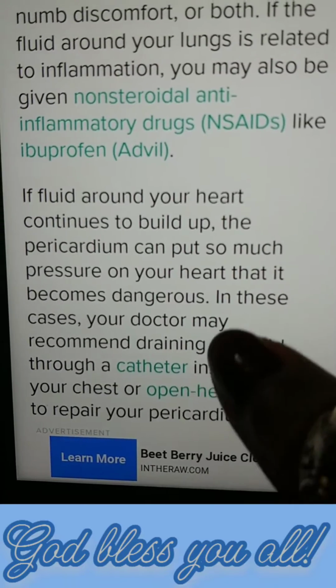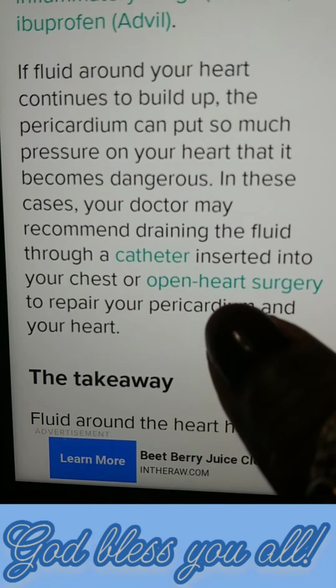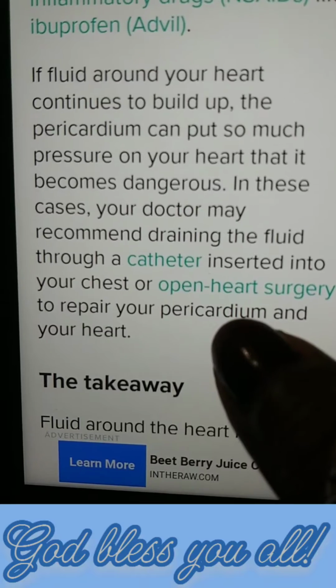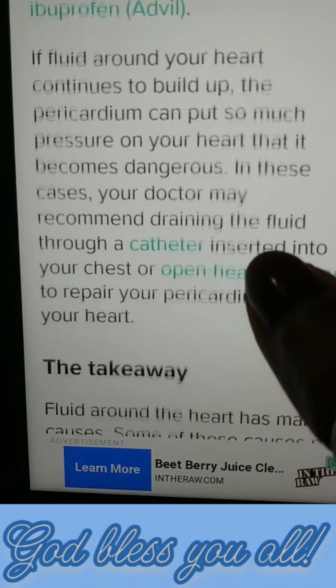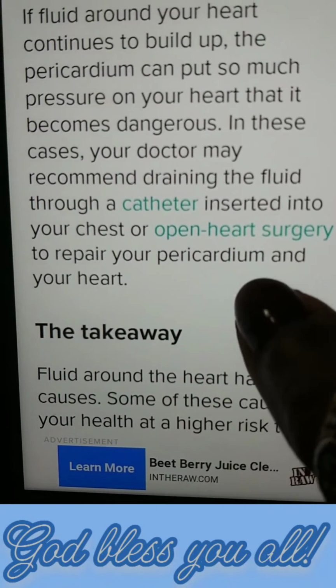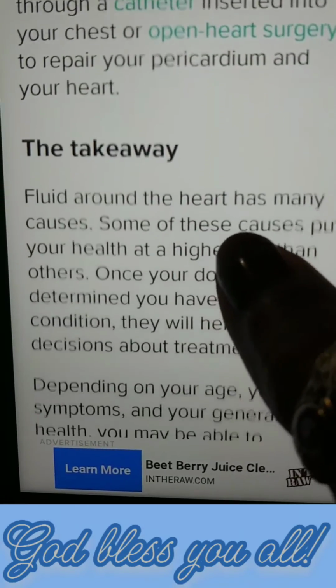ibuprofen (Advil). If fluid around your heart continues to build up, the pericardium can put so much pressure on your heart that it becomes dangerous. In these cases, your doctor may recommend draining the fluid through a catheter inserted into your chest, or open heart surgery to repair your pericardium and your heart.